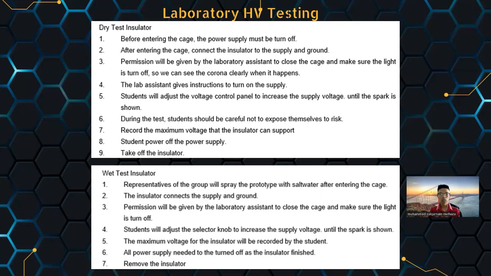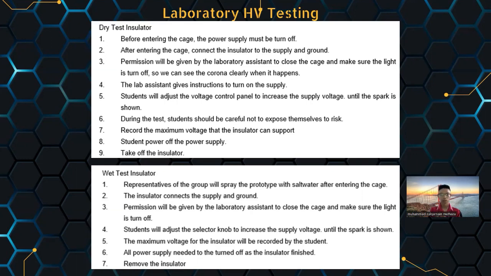Sixth, during the test, students should be careful not to expose themselves to risk. Seventh, record the maximum voltage that the insulator can support. Eighth, the student powers off the power supply. Ninth, which is the last step, take off the insulator. After we finish the dry test on the insulator, we move to the wet test.